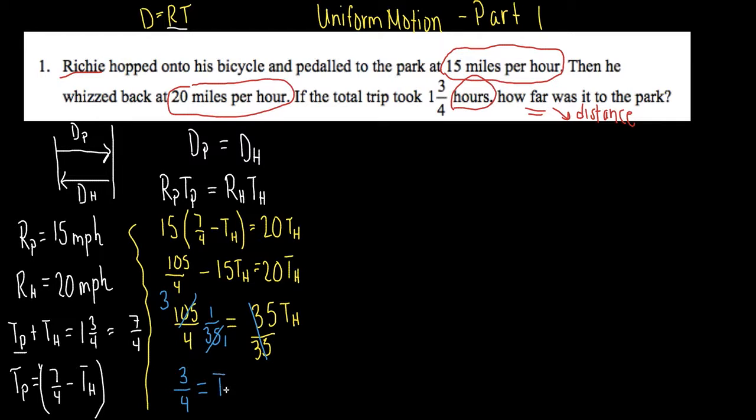3/4 is my time home. So 3/4 of an hour, which is actually 45 minutes, is my time home. That's not the question. That's not what the question was asking for. The question's asking for distance. How far was it to the park?